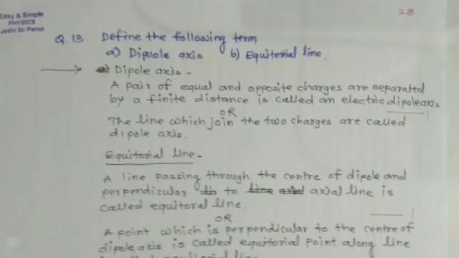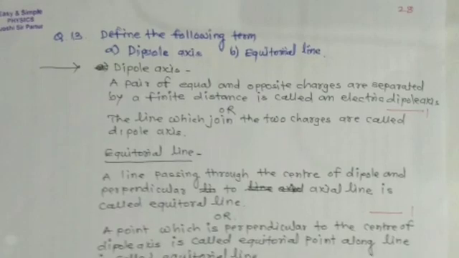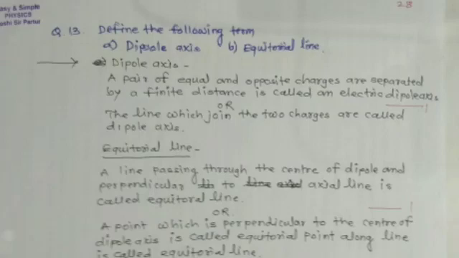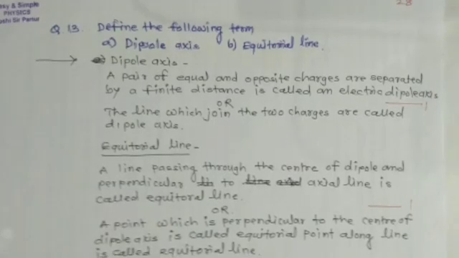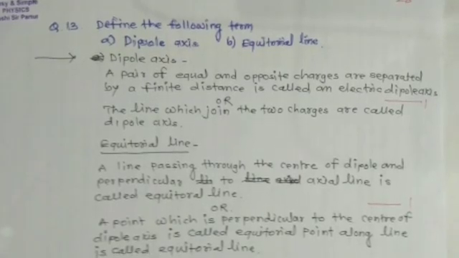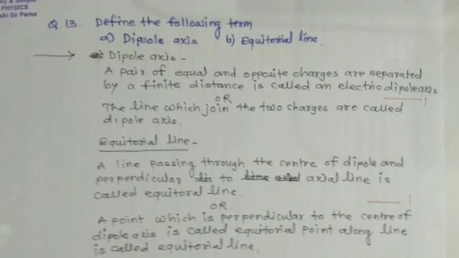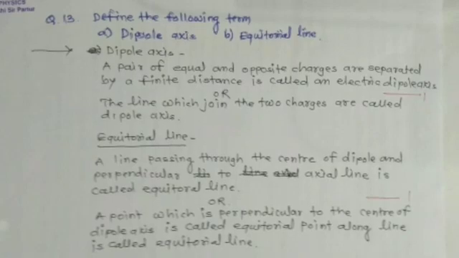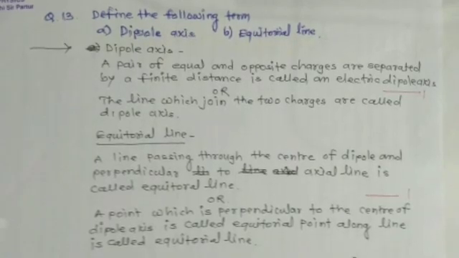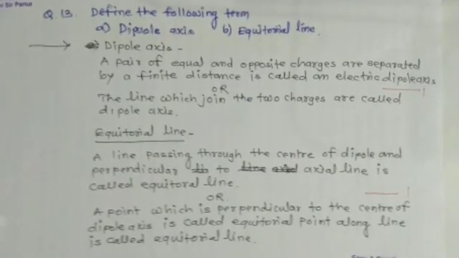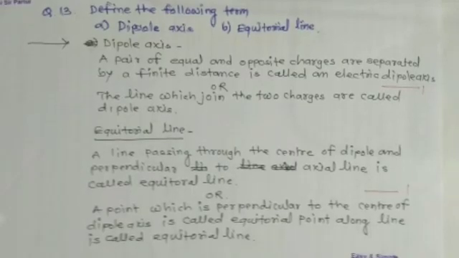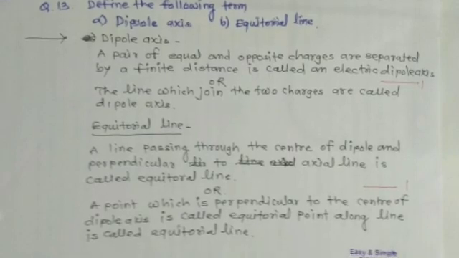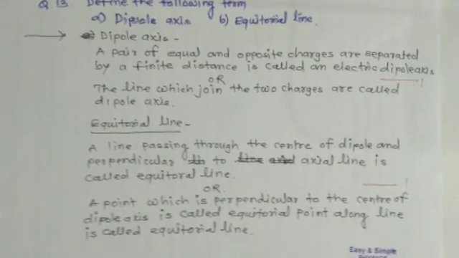Question number 13. Define the following terms. A. Dipole axis. B. Equatorial line. Answer: dipole axis. A pair of equal and opposite charges separated by a finite distance is called an electric dipole, and the line which joins the two charges is called the dipole axis.